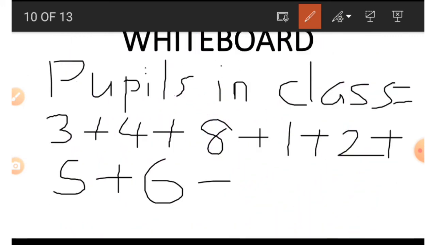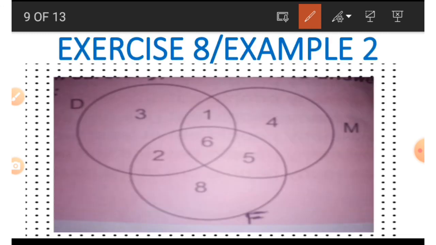So we add up everything. So when we add up, we are going to get 29. If we add up correctly, we will get what? 29. So altogether there are 29 pupils in the class.